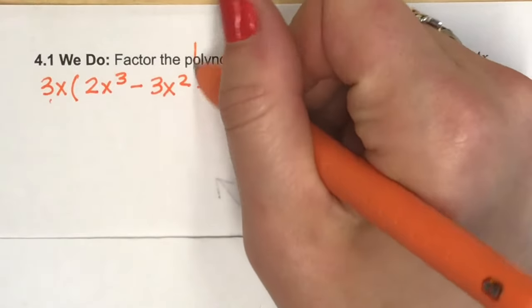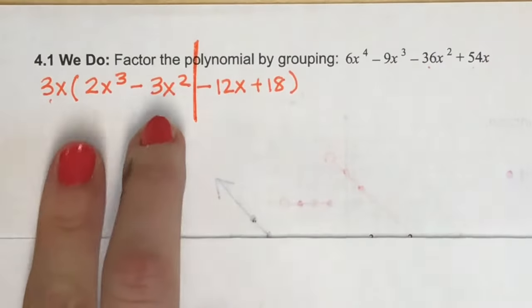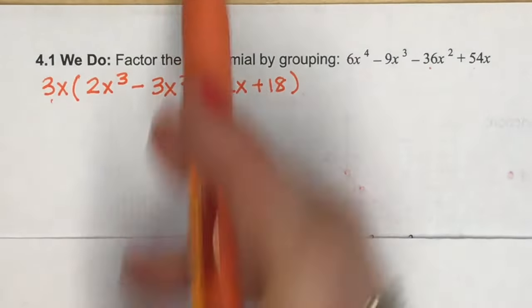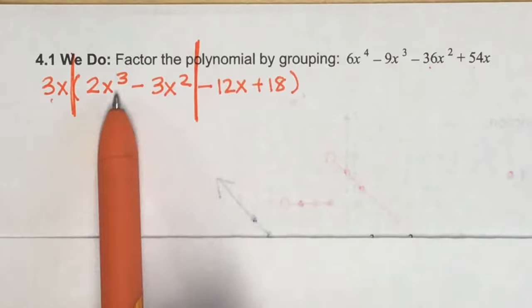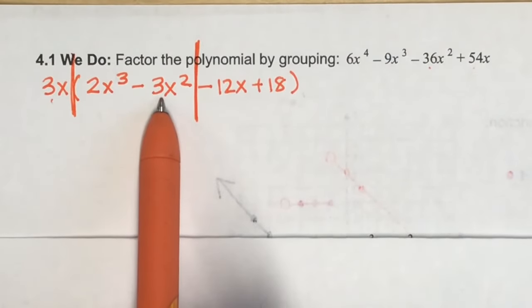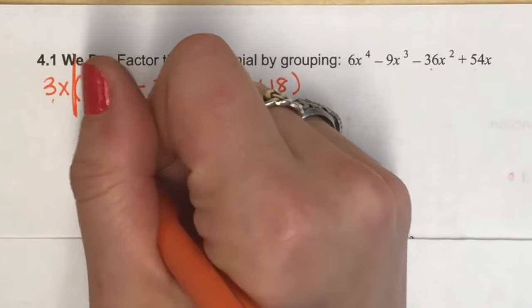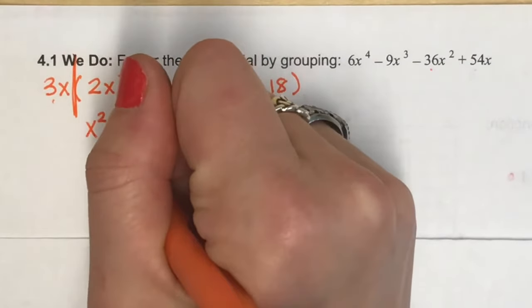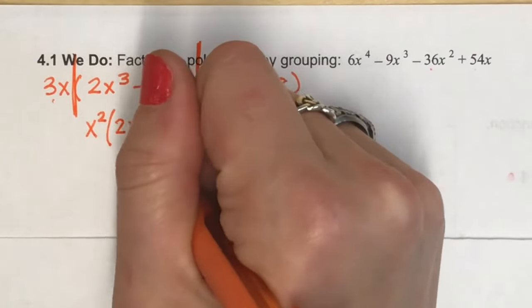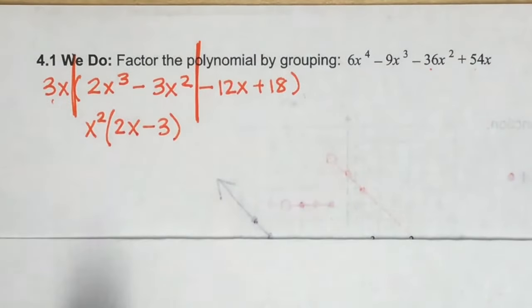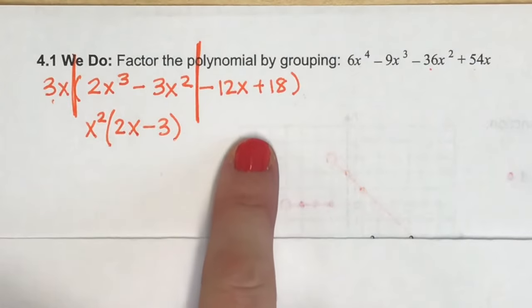So I'm going to put a line down my 2 terms here. I'm now just going to focus on these 2 terms together. So if I look at just these 2 terms, I'm going to say, do they have a greatest common factor? And they do. So I can take out an x squared. If I take out an x squared, I'm left with a 2x and a minus 3. So that's my first one. Now I'm going to do the same over here.